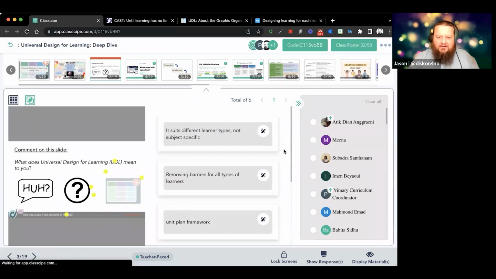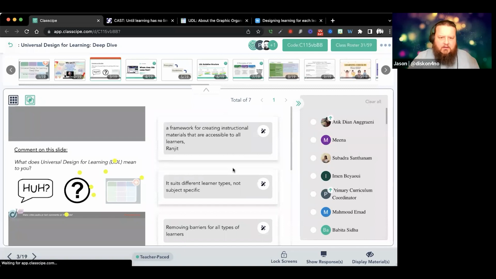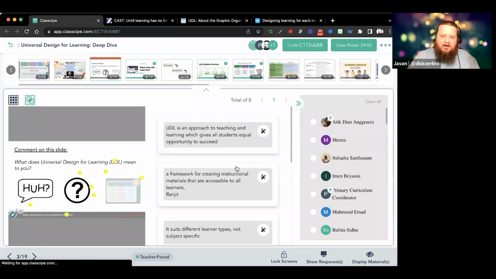Wow, these are good. All right. Ranjit, thank you for that. Yes, a framework for creating instructional. Yeah, accessible to all learners. Yes. I'm noticing a trend about less barriers and more accessibility. So that's fantastic. Absolutely. These are great. Wow, you guys should be teaching this. You don't even need me to be here.